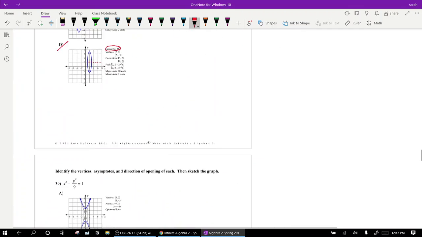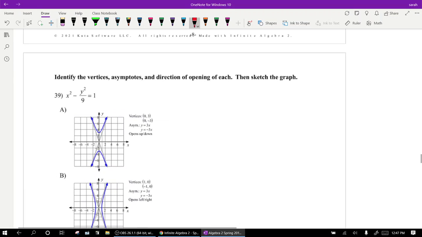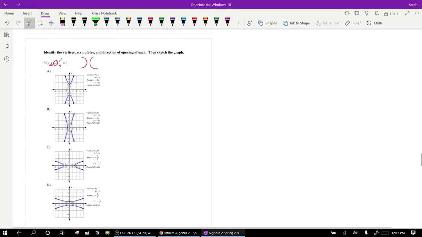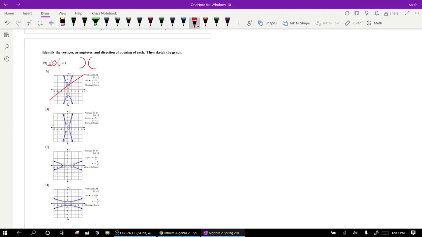All right, 39 says, again, we have to identify all this stuff, but let's see what we can eliminate first. I can see that this is a hyperbola, all right, because of the minus, and it's going to be opening horizontally because I have an X in that first position there. Okay, so I'm going to go ahead and eliminate the ones that don't have that on there. So this one is opening in the Y direction, so it can't be that way, and so is this one, so it can't be that way. So I have 2 opening in the X direction.